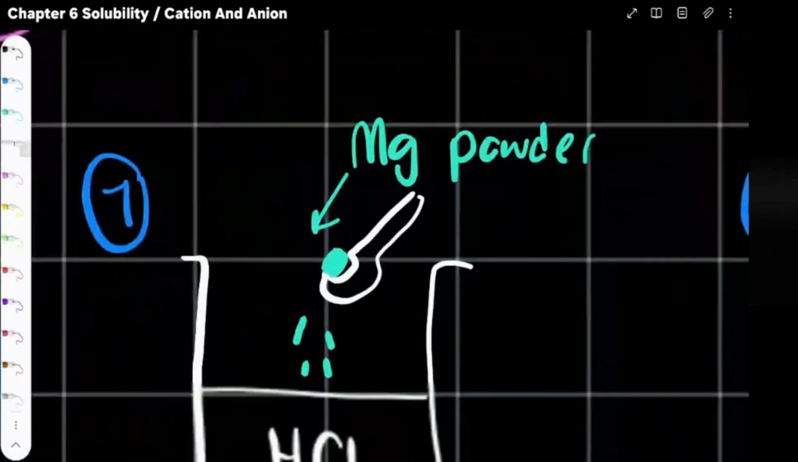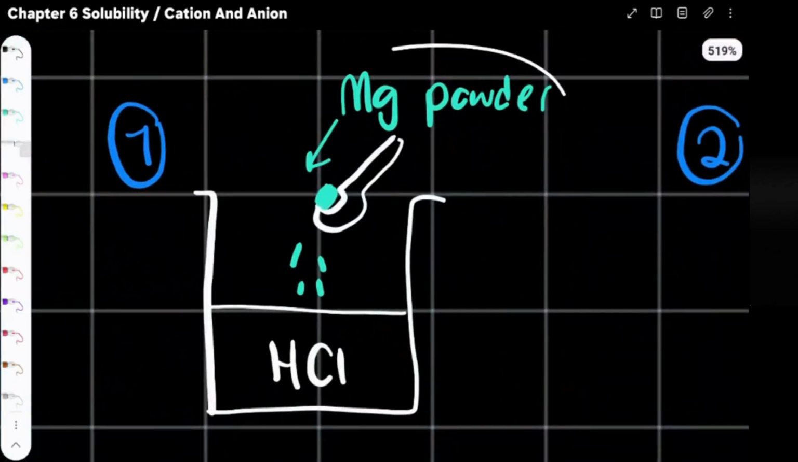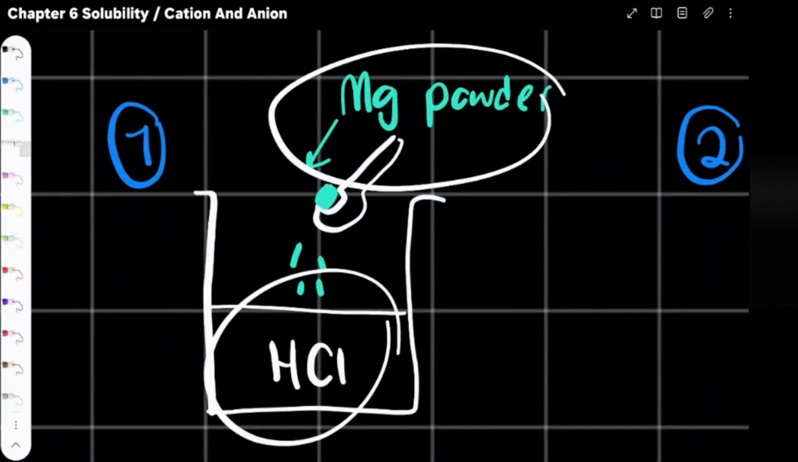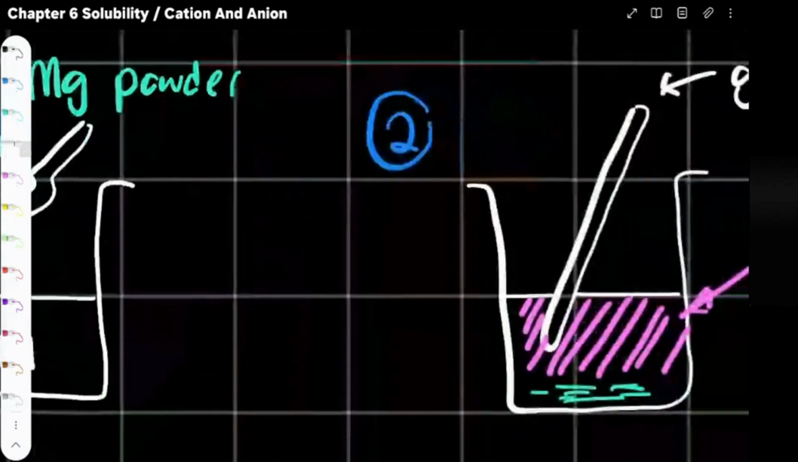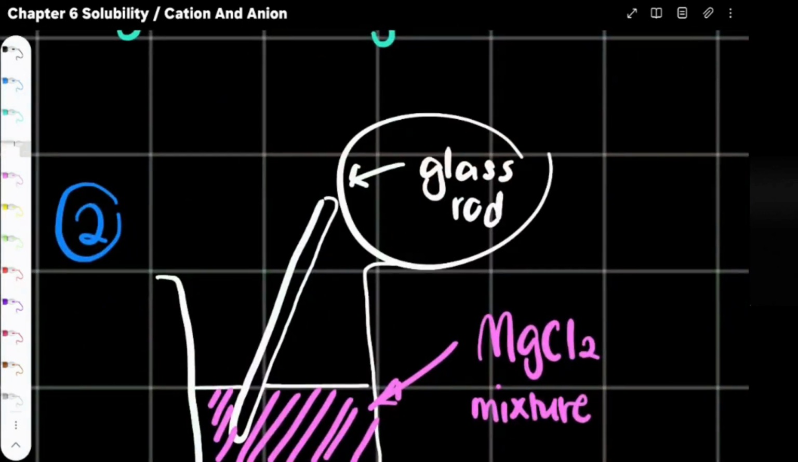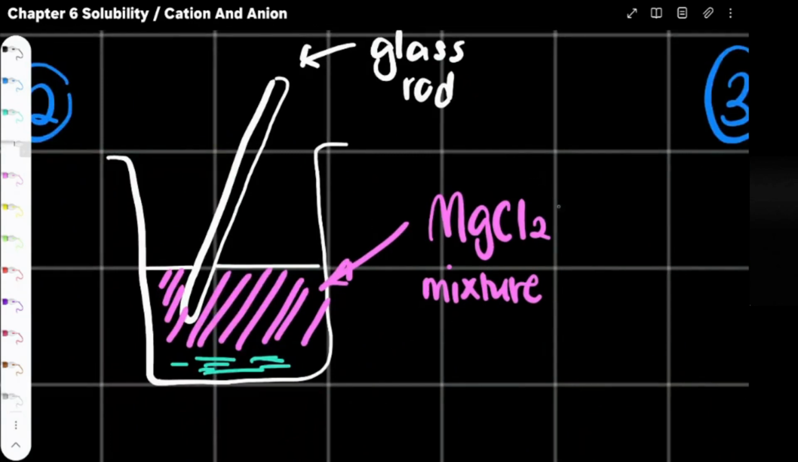Alright, so just do it. Look, I just put magnesium powder into the acid. Use common sense, and I have to stir. Of course, you have to stir, right? Or else it won't combine, right? And then you will get MgCl2 mixture. Why did I underline this word? Because this word is how you're going to write in the procedure. This is what you have to use to explain the combination of two things.